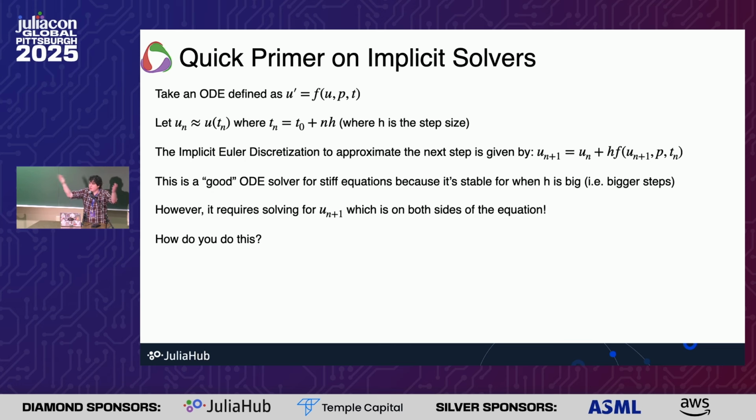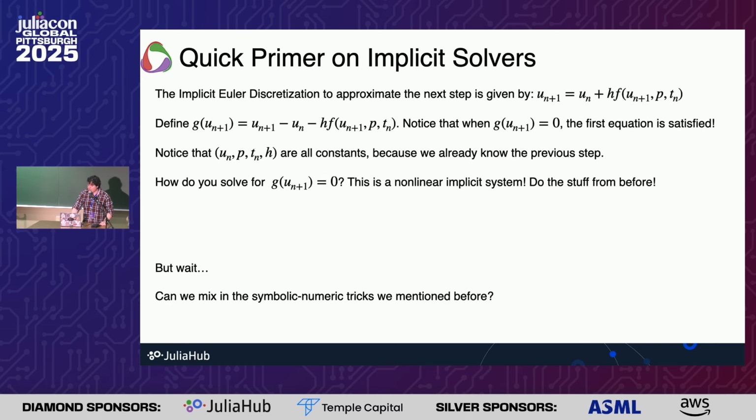If you have a stiff system, with large eigenvalues, you have to use this kind of solver. But u_{n+1} shows up on both sides. So what do we actually do with this equation? We move everything to one side. If we know the previous step u_n, the step size, the parameters, and t_n, then all that we're solving for is u_{n+1}.